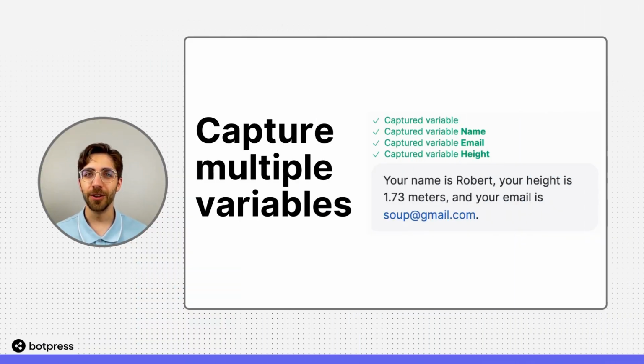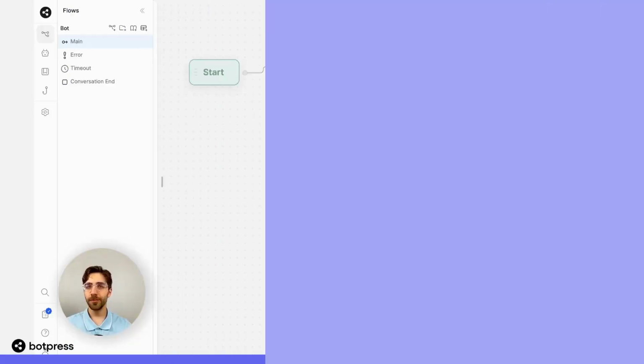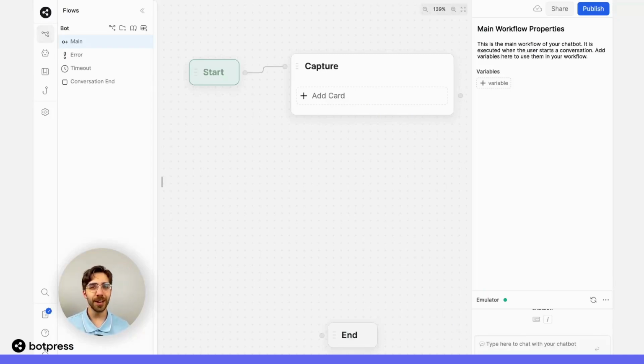In this video, I'll show you how to capture multiple separate variables using a single prompt. The first step here is to decide what information we want to capture. For this example, I'll be capturing my user's name, their email address, and their height.